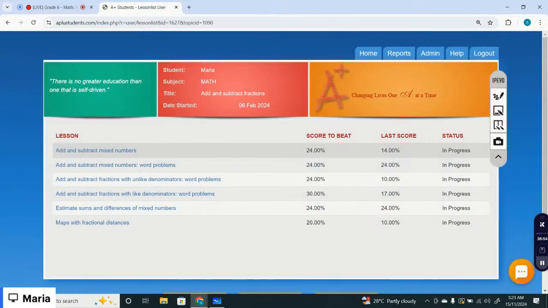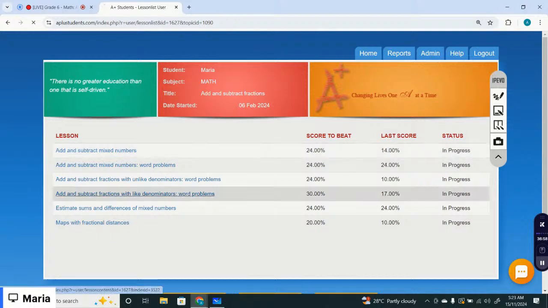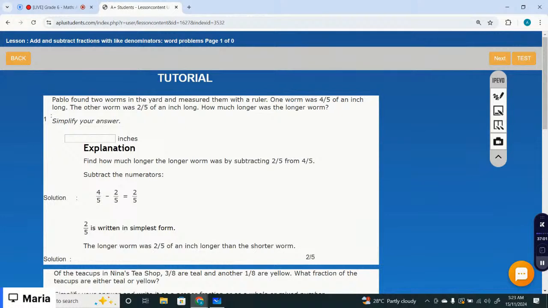That is add and subtract fractions with like denominators. Working with like denominators is easy as compared to unlike. When you have the like denominators, you simply have to add their numerators or subtract their numerators. Got it? Let's just start with the test questions.